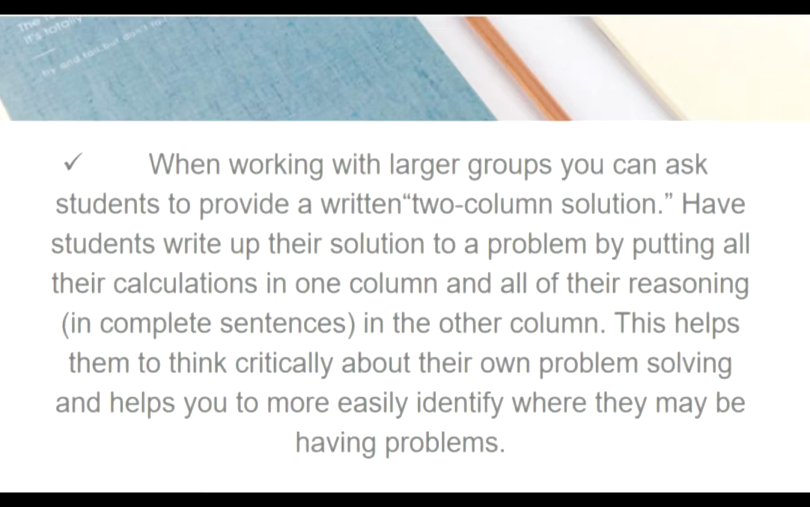When working with larger groups, you can ask students to provide a written 2-column solution. Have students write up their solution to a problem by putting all their calculations in one column and all of their reasoning in the other column. This helps them to think critically about their own problem solving and helps you to more easily identify where they may be having problems.